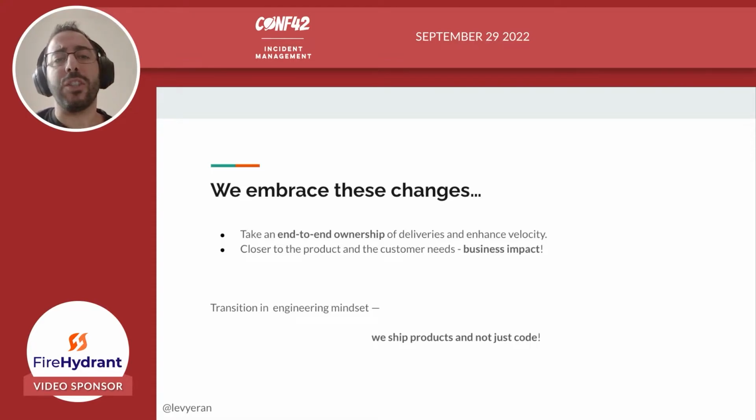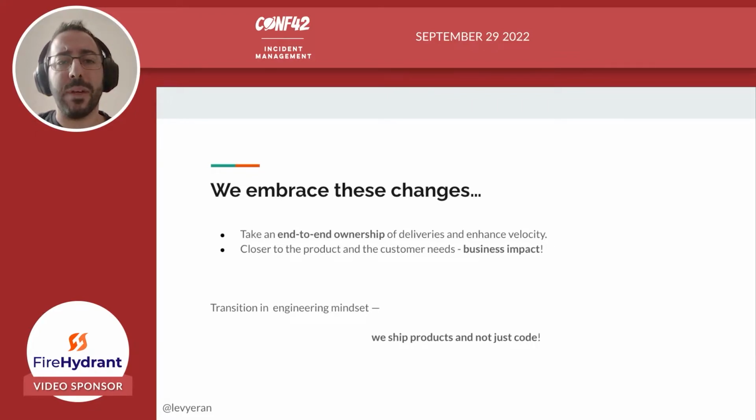I just talked about the changes and the complexity, but we should embrace these changes. These changes enable teams to take end-to-end ownership of their deliveries and enhance their velocity. As a result of these evolutions, engineers these days are closer to the product and the customer needs. In my opinion, there is still a long way to go, and companies are still struggling with how to get engineers closer to the customer to understand in depth what their business impact is.